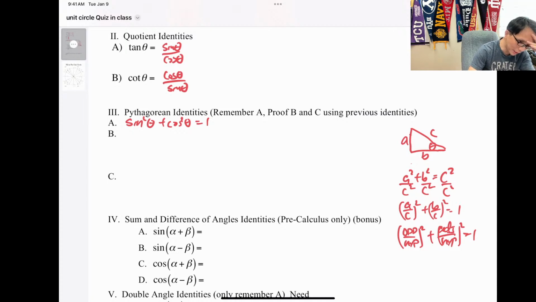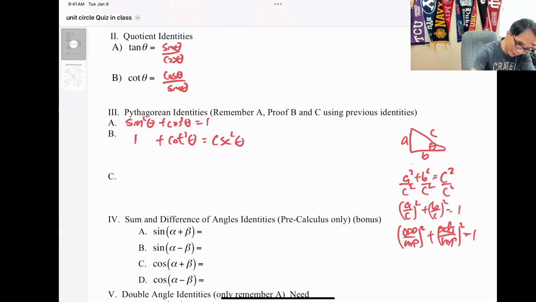You're gonna do the same thing. You're gonna take that sine squared theta plus cosine squared theta equals 1 and divide it by sine squared. So if I divide it by sine squared, what will happen? 1 plus cotangent squared theta is equal to 1 over sine squared theta, which is what? Cosecant squared theta.